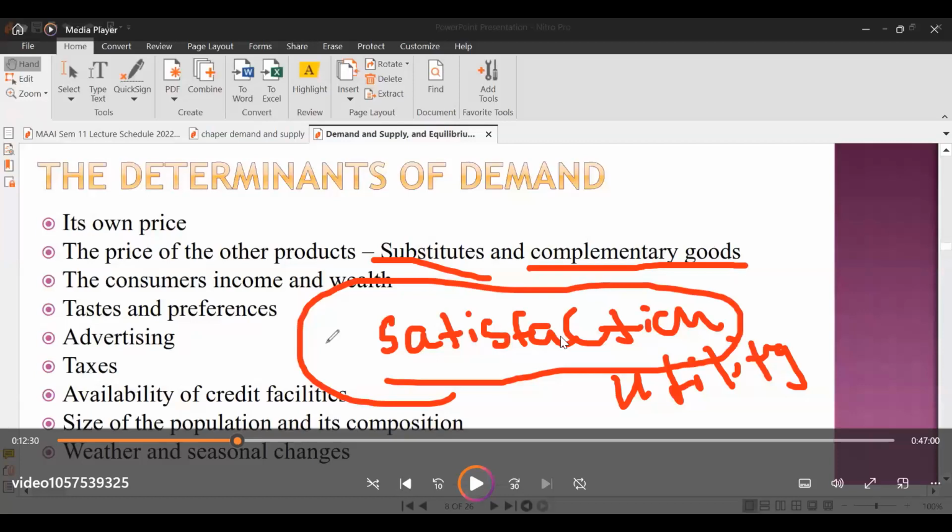So what are those other related commodities that we can identify? What are the other related commodities? Not all the goods and services in the market.